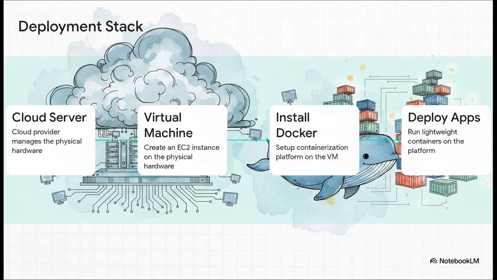Step 1, a cloud provider manages the physical server somewhere in a data center. Step 2, we spin up a virtual machine, like an EC2 instance, right on top of it. Step 3, we install our containerization platform, something like Docker, onto that specific VM. And then finally, Step 4, we deploy our individual containers. So actually, scratch the bare metal idea. We are literally stacking containers directly on top of cloud virtual machines.